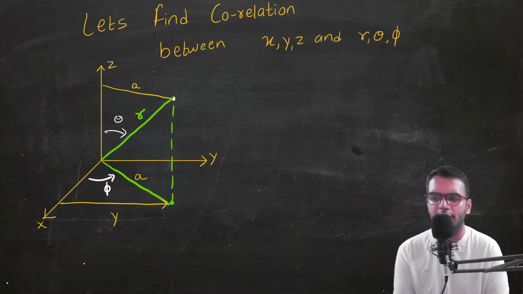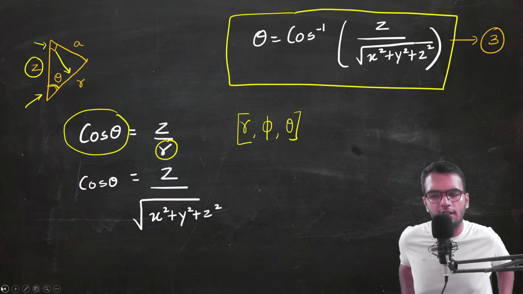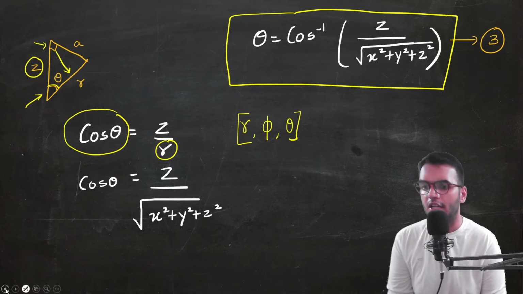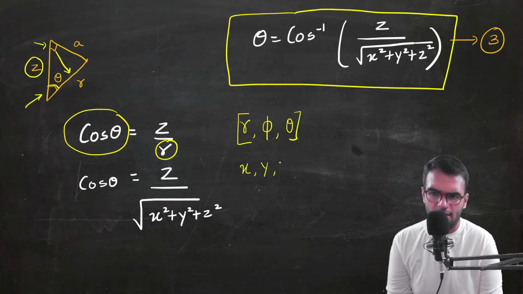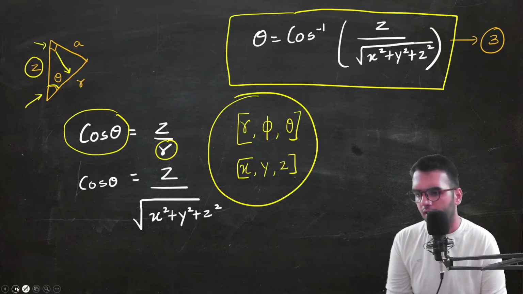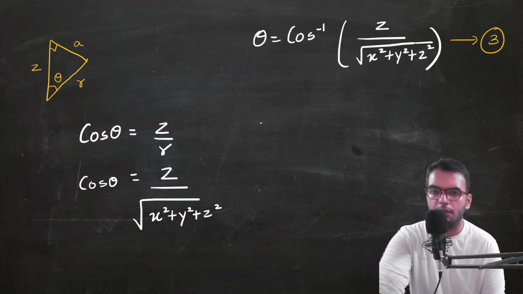So one part of the lecture is over here. If in your exam it is given till this, you can end the video here itself. Now I know the relationship between r, phi, theta and x, y, z. One part of the lecture is over. So basically now I know the relationship between the both.